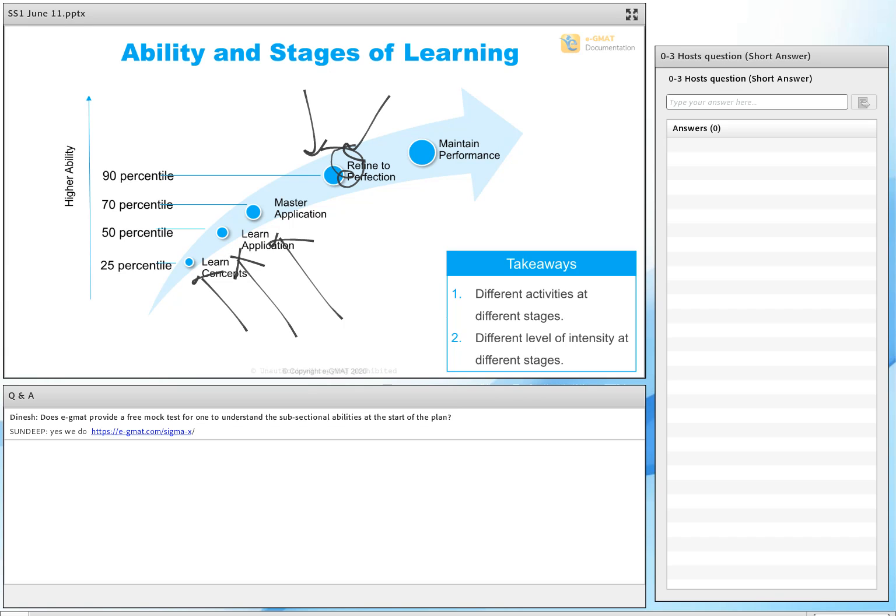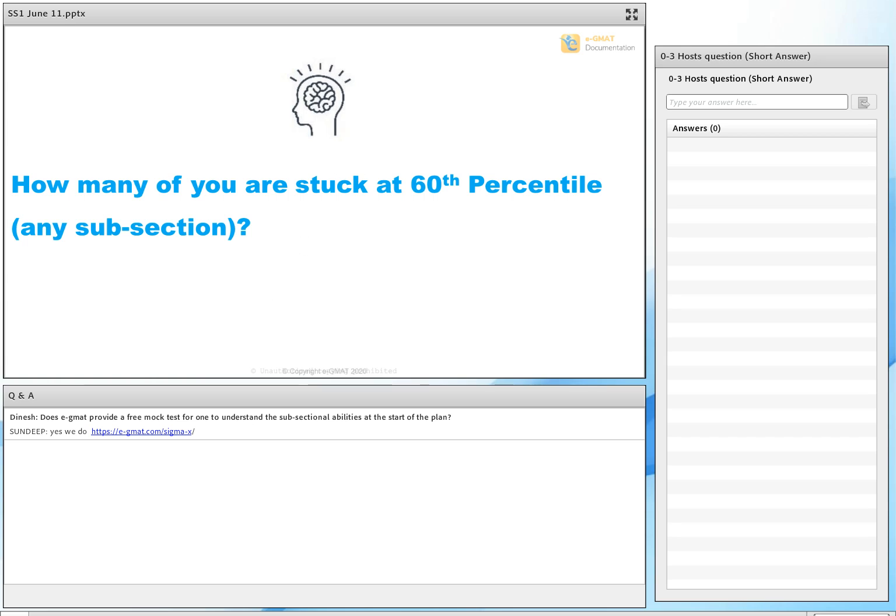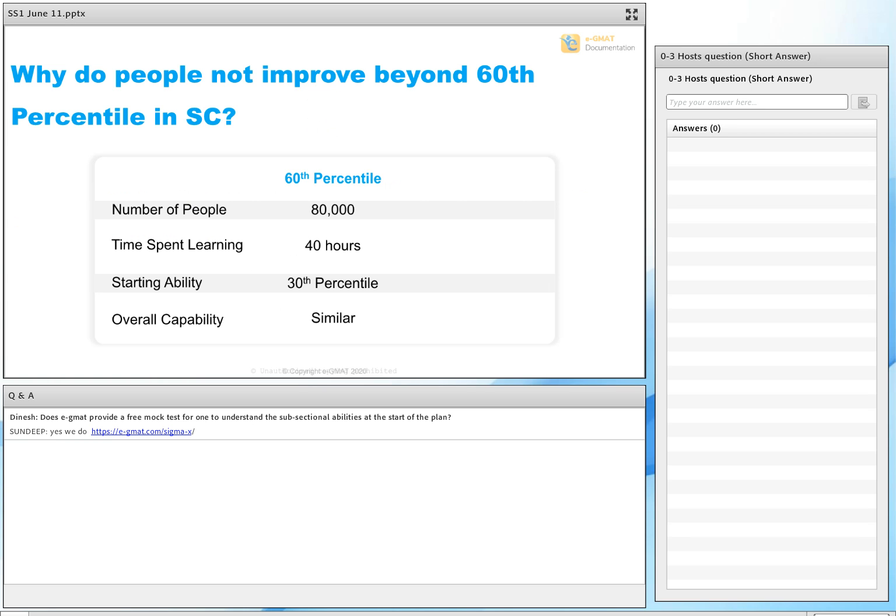All right. So let's talk about the 60th percentile, and this is also the answer to that question. How do you go about building ability?